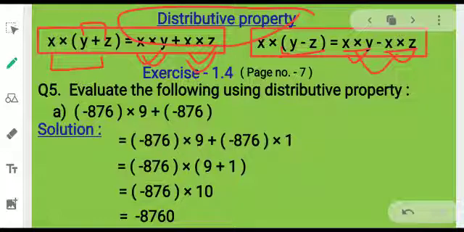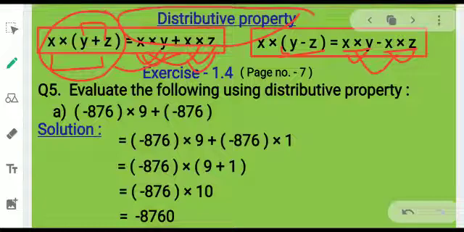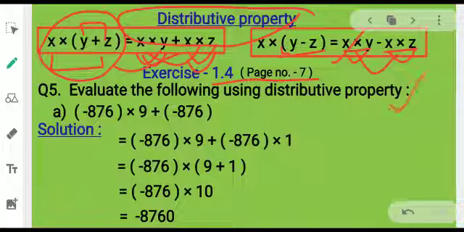Let's do few sums. Remember student, we can use its reverse form also. If x multiplied by y plus x multiplied by z is written, we can write it x multiplied by y plus z. Same with subtraction. Exercise 1.4, which is given on page number 7 of your maths book. Question number 5, evaluate the following using distributive property. We have to use distributive property and solve these sums.